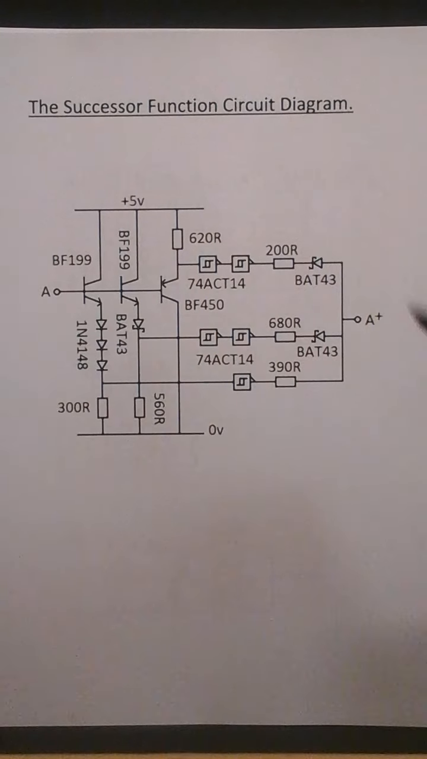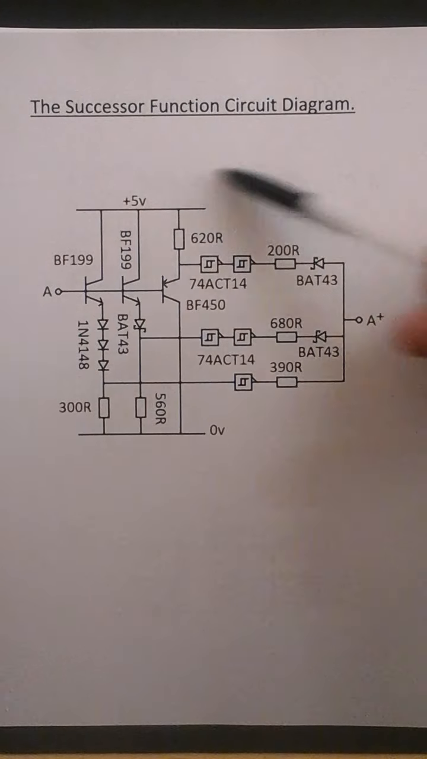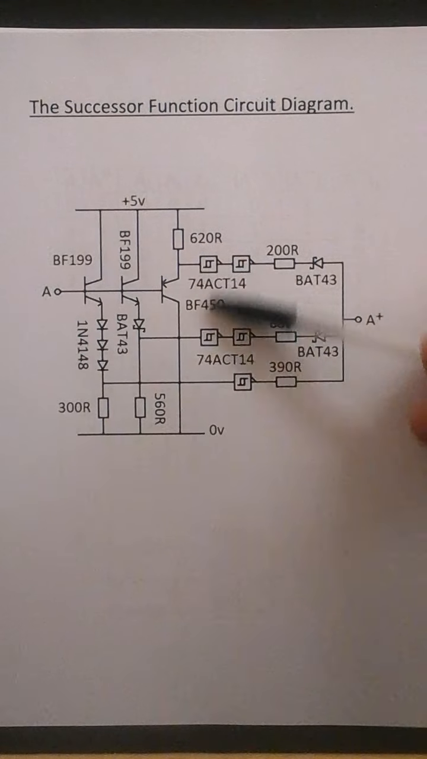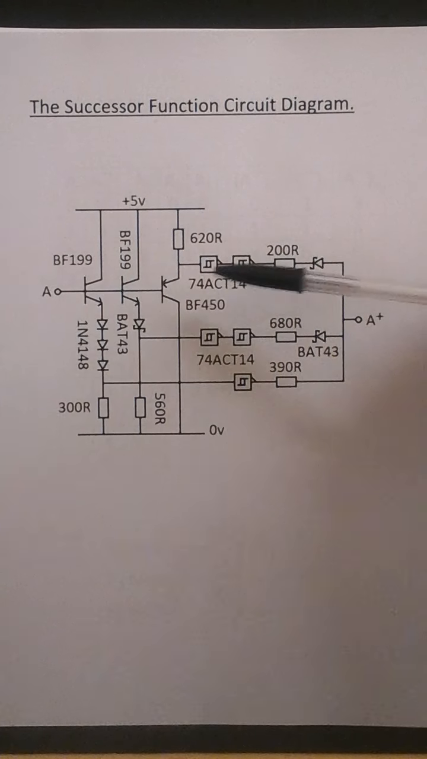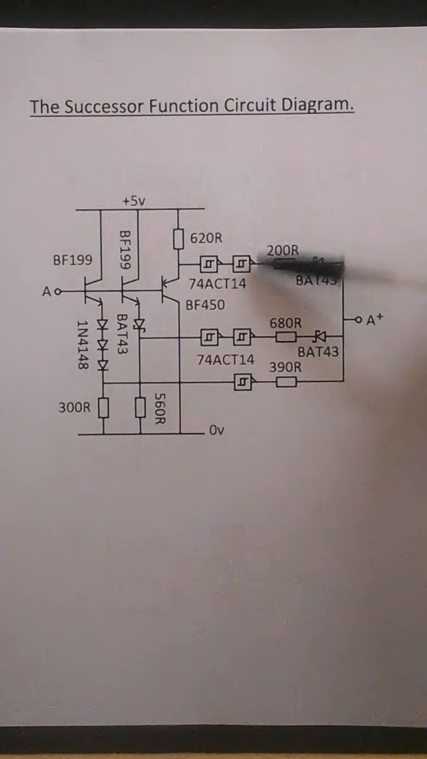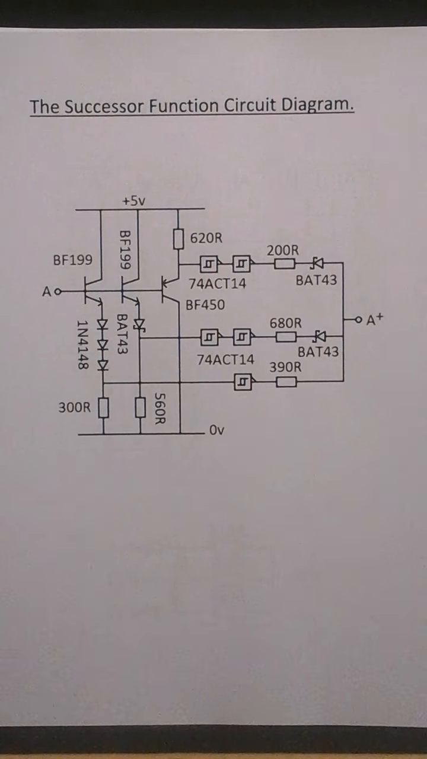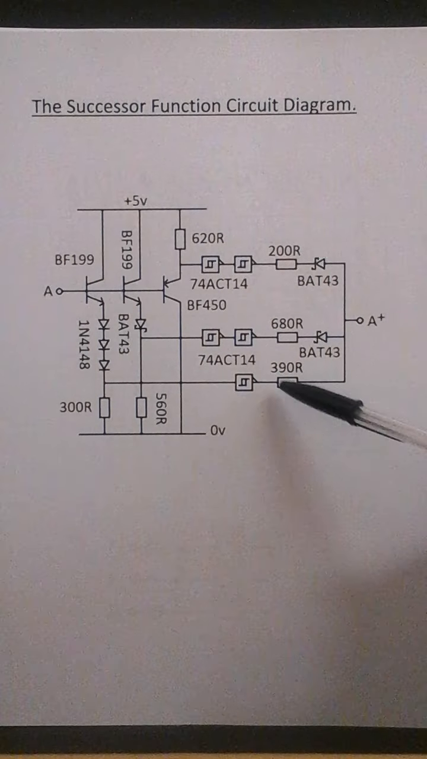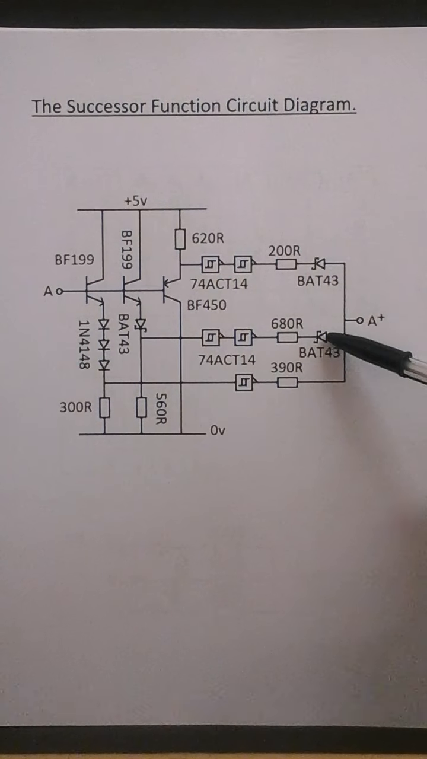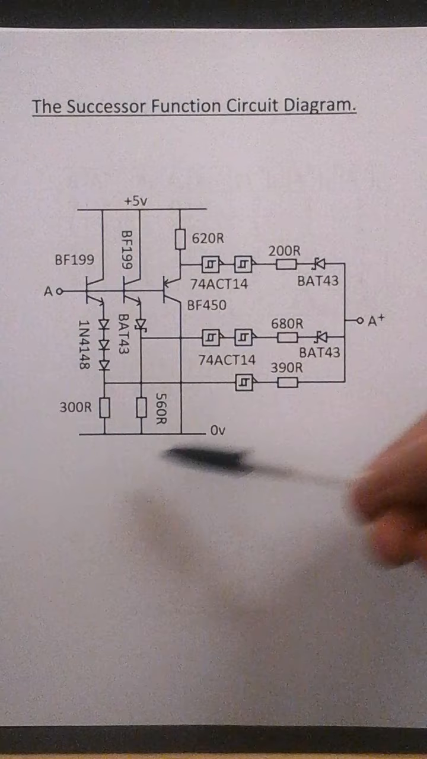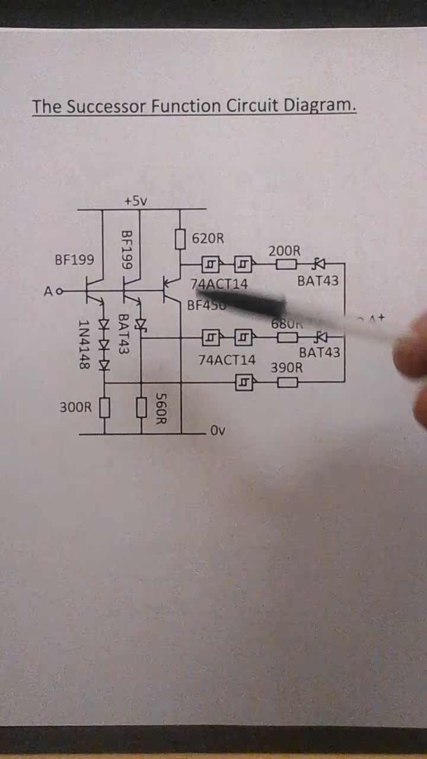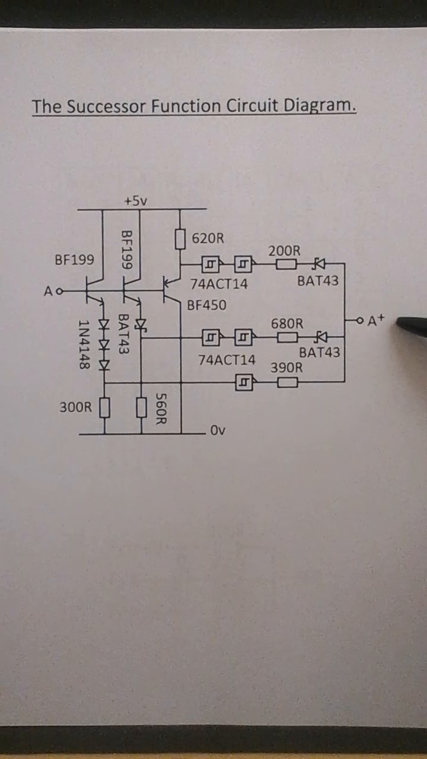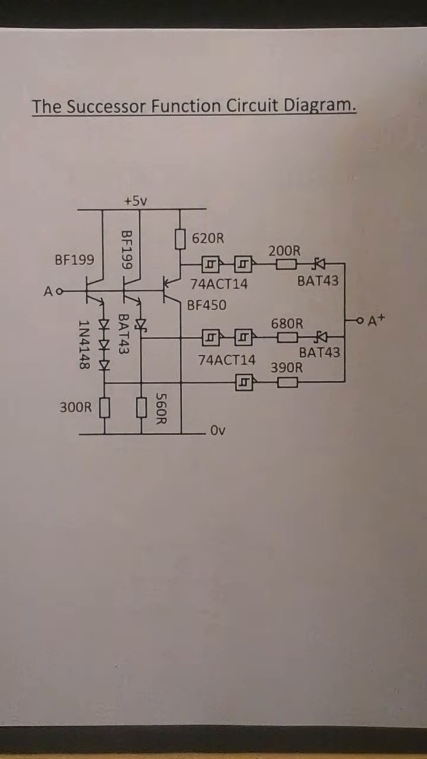So this is the circuit diagram for the successor function. This is the diode resistor network B, and these are the A1, A2 and A3 outputs. Here we have a 200 ohm resistor, 680 ohm resistor and 390 ohm resistor. These are Schottky diodes. These are the inputs of A1, A2, A3. And this is the output. That's the input.